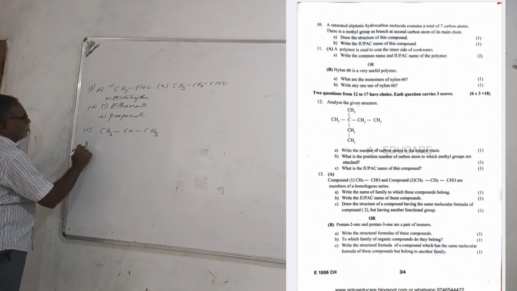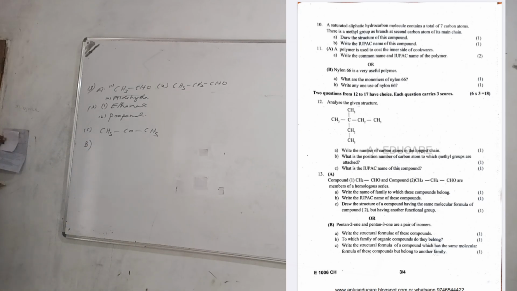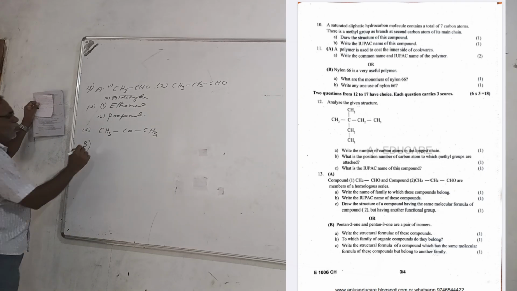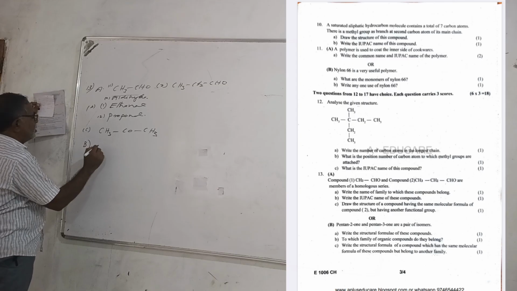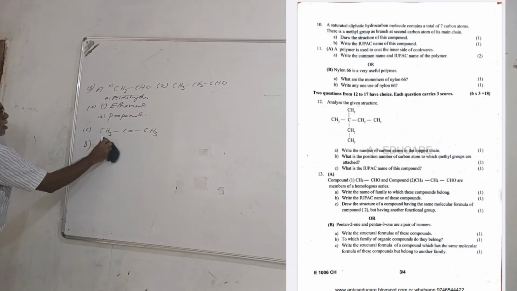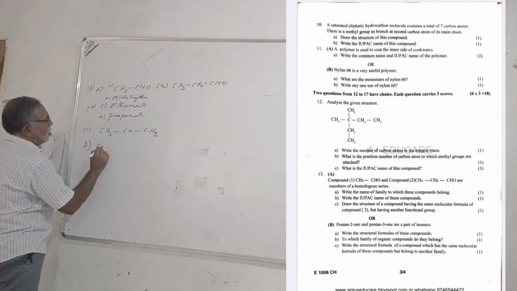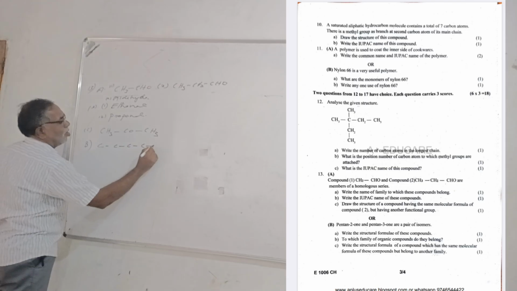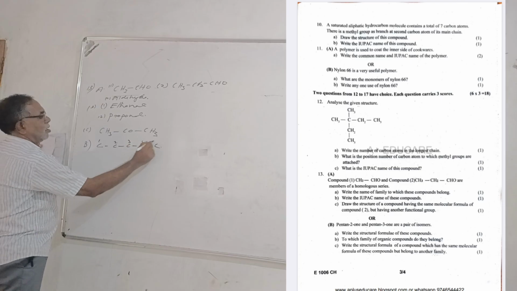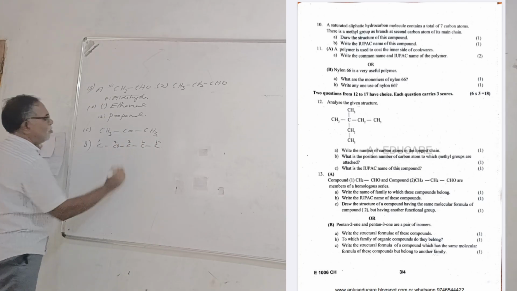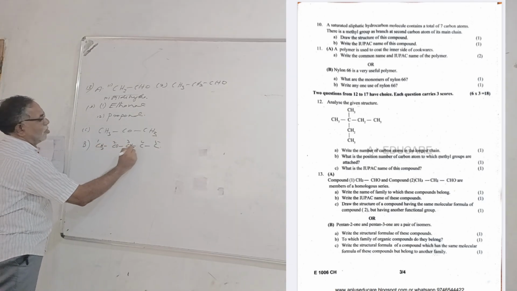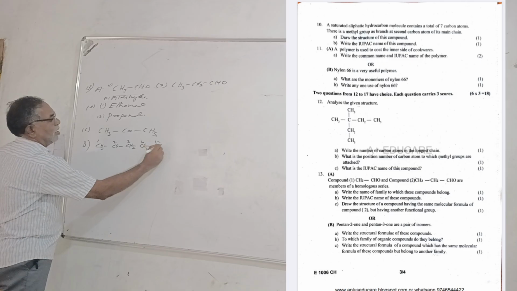And B, pentan-2-one and pentan-3-one are a pair of isomers. Write the structural formula of pentan-2-one. Five carbons, 1 2 3 4 5. Pentan-2-one, so number it, and the CO goes at carbon 2. Here CH3, here CH2, here CH2, here CH3.